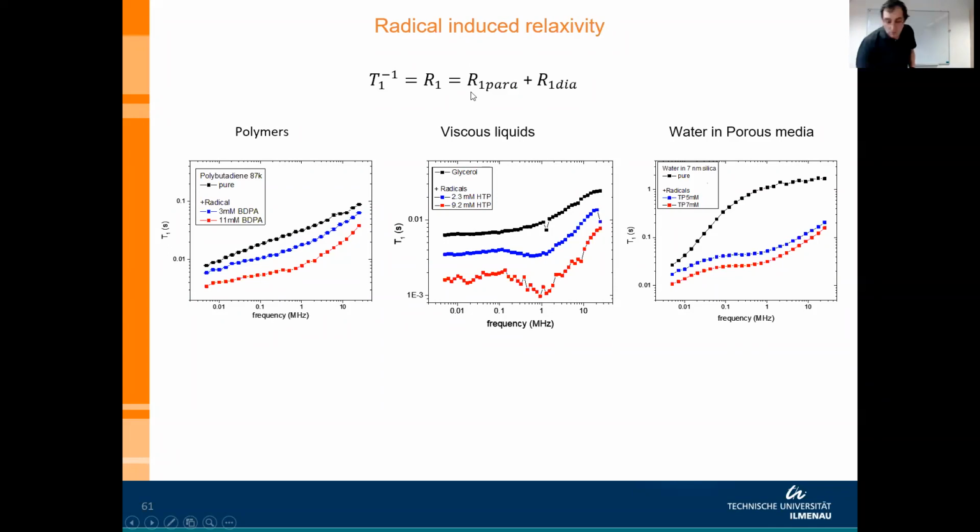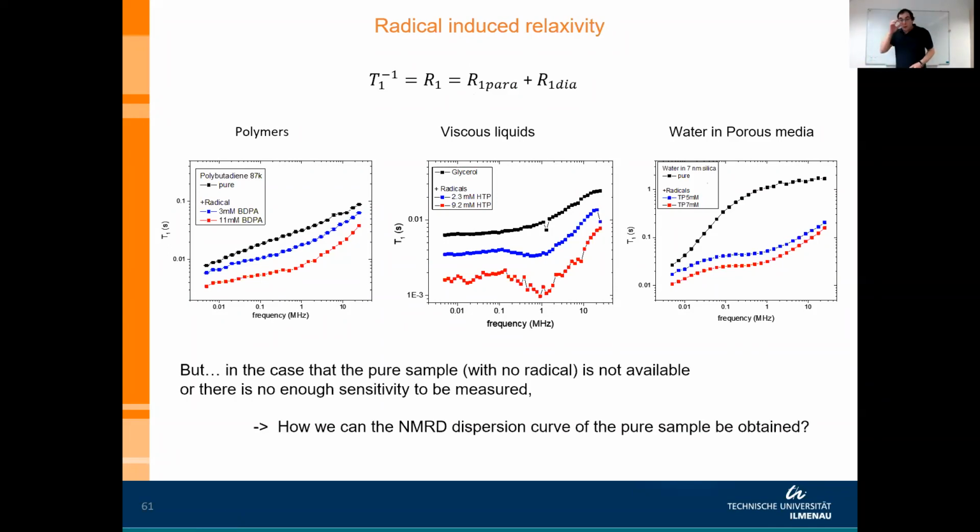And then the question is, can we get the induced paramagnetic relaxivity, yes, if we subtract the value without radical from the value with radical. But the question is, if you measure only these red and blue curves here, that means if you measure with radicals at 2 different concentrations, can you get the pure nuclear relaxation? And the answer is yes.